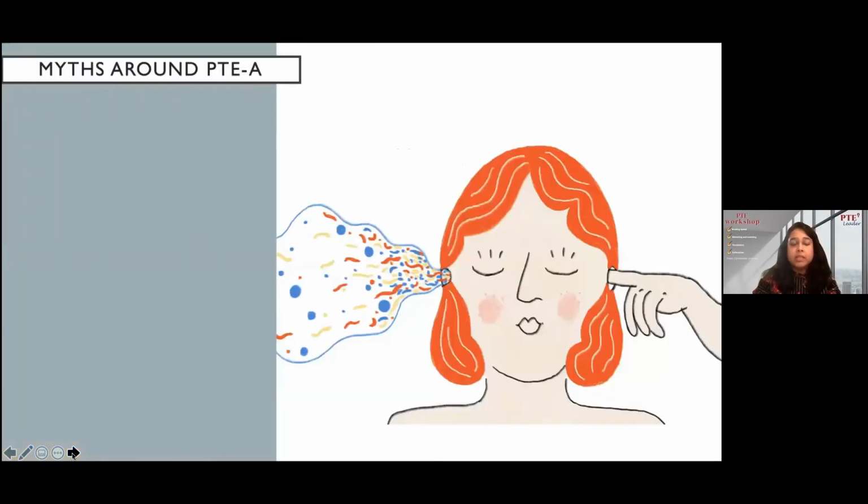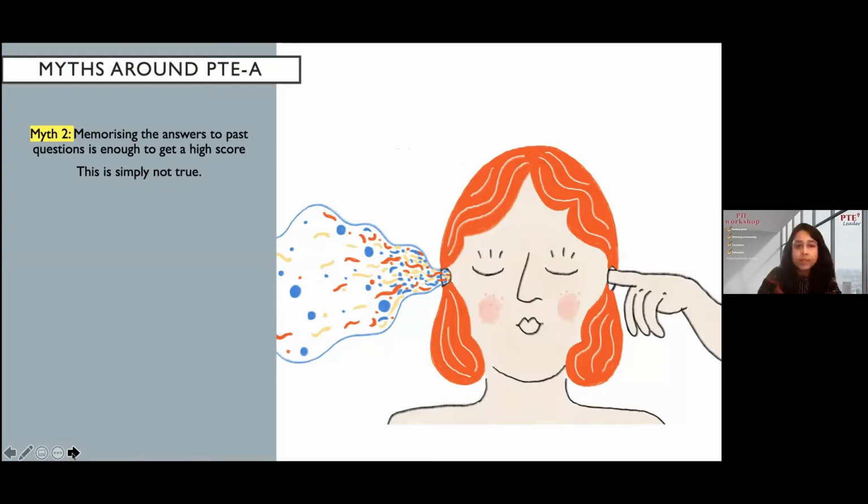Okay, second myth: memorizing the answers to past questions is enough to get a high score. Definitely no, this is not going to help you. Practicing past questions is really a great way of improving your skill, to sharpen your skill and implementing all these strategies for different types of questions. But the concept itself, that practicing past questions will help you or not, that's not true.